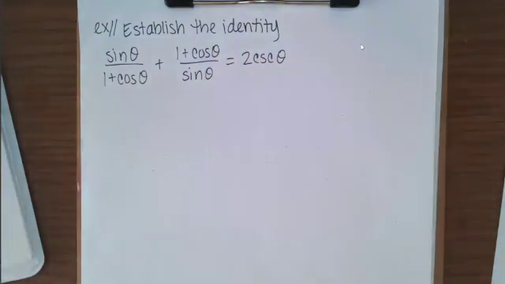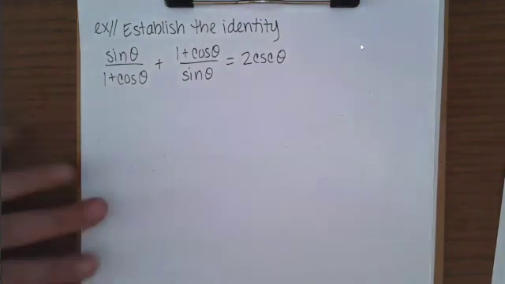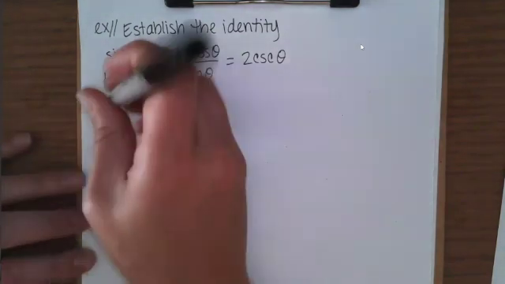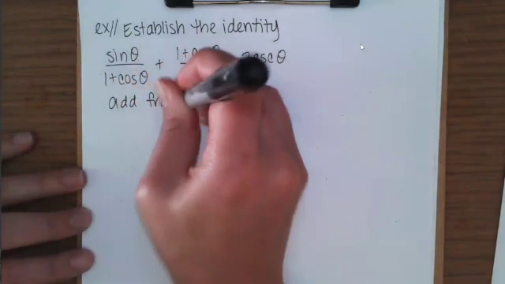Next one here, we're asked to establish the identity sine of theta over 1 plus cosine theta plus 1 plus cosine theta over sine of theta is equal to 2 cosecant of theta. Again, we're going to start with the left side of the equation and rearrange it until we get to the right side. My math lab is going to prompt us through this. The first thing it tells us to do is to add the fractions on the left side.